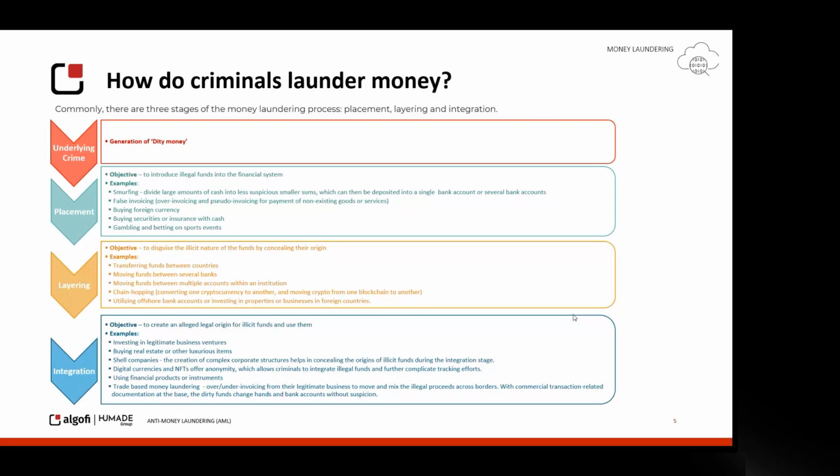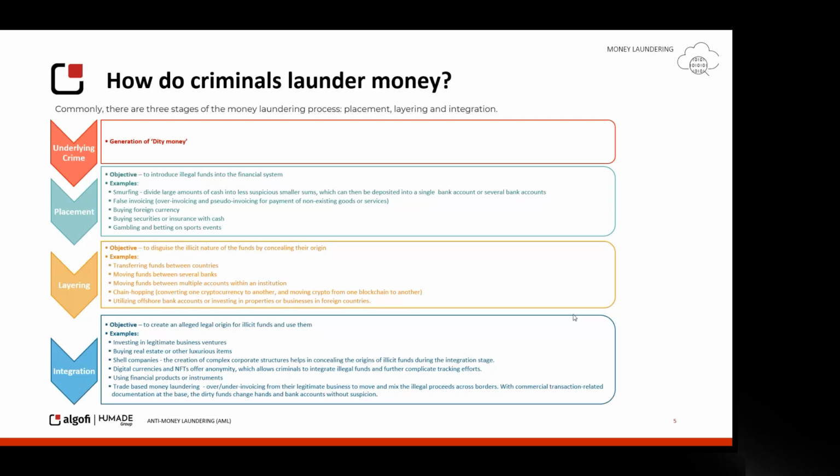Moving funds between several banks, moving funds between multiple accounts within an institution, chain hopping, which is converting one cryptocurrency to another and moving cryptocurrency from one blockchain to another, utilizing offshore bank accounts, or investing in properties or businesses in foreign countries.